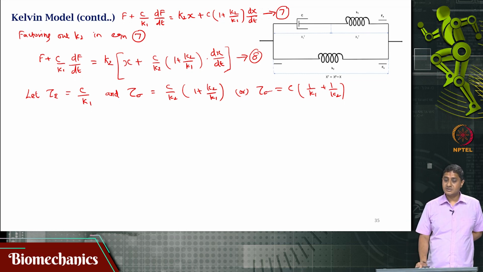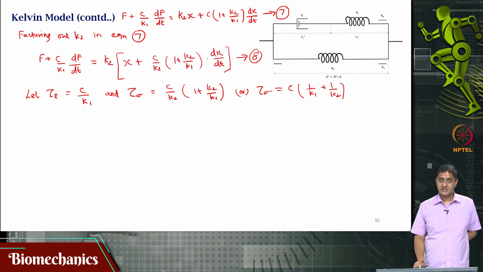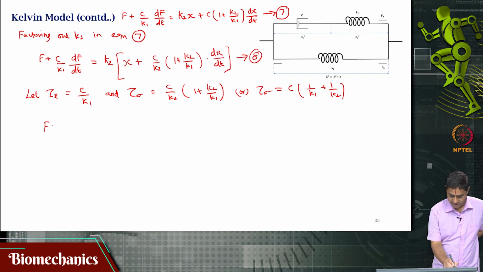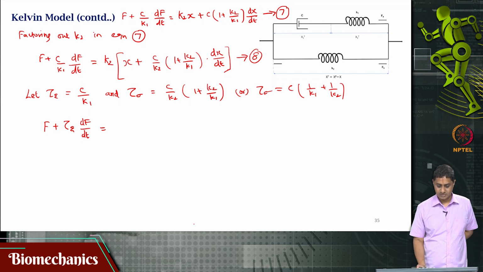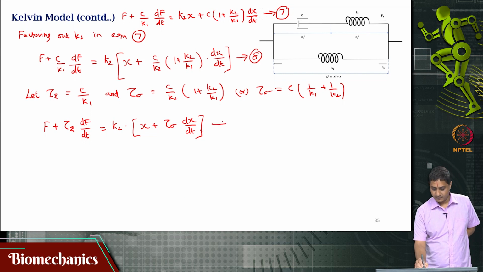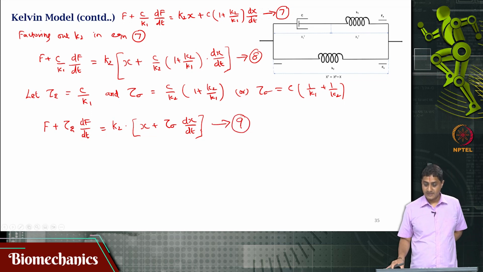Now, substitute these values of tau epsilon and tau sigma in the expression for force and deformation, or in equation 8. What would I get? I would get F plus tau epsilon dF by dt is equal to K2 times x plus tau sigma dx by dt. I am going to call that equation 9.